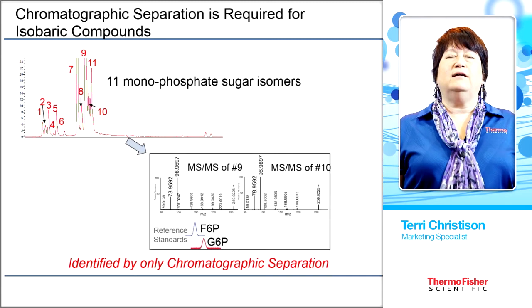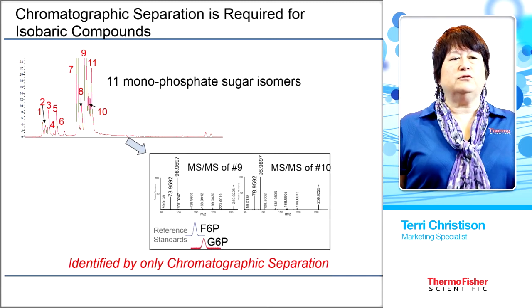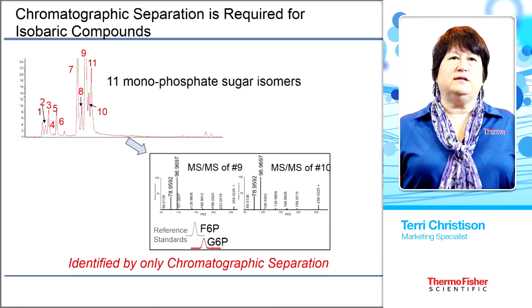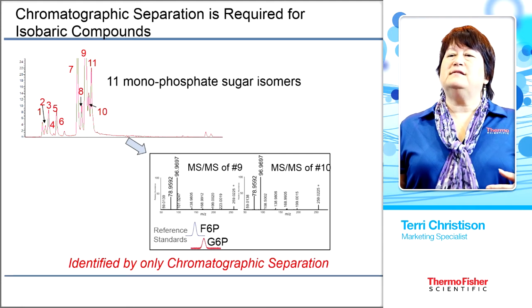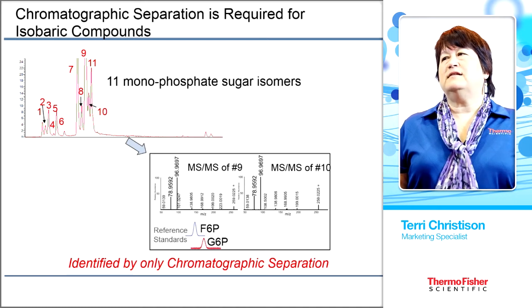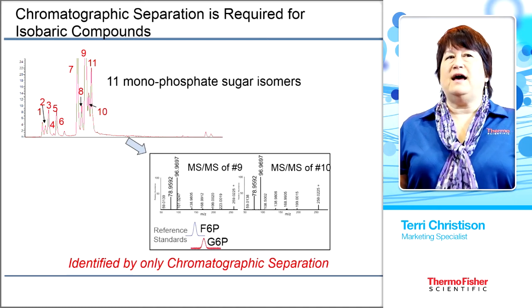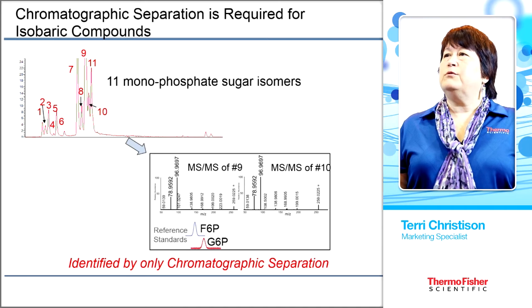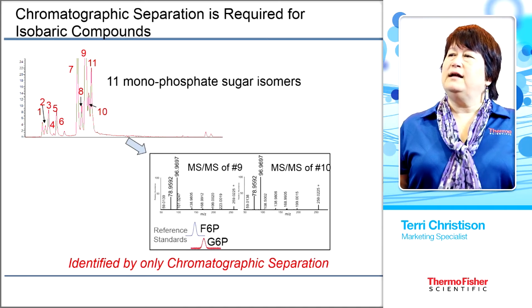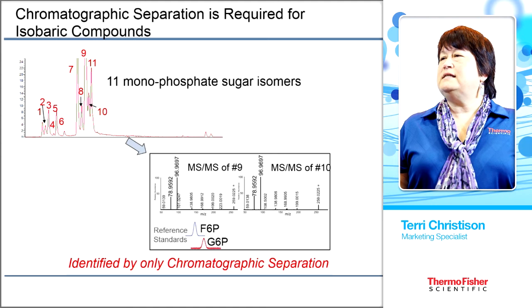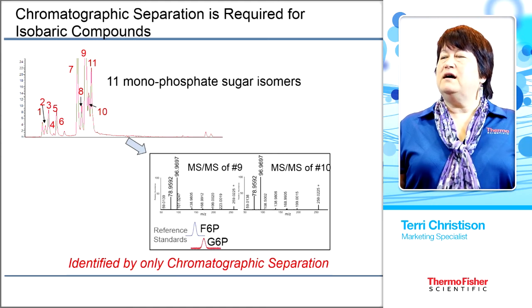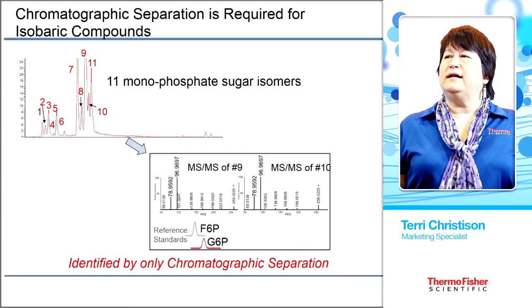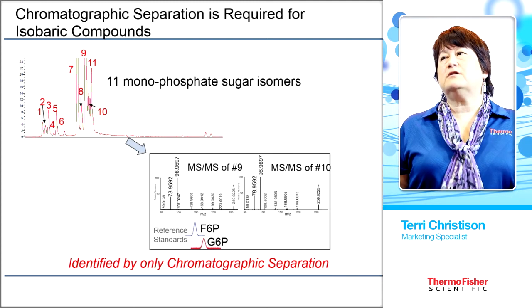And why, if the mass spec has such high resolution, do we need a chromatography separation? Shown here, isobaric means that it has the same mass, but it also means that the mass fragmentations have the same patterns. So we're looking at a comparison between peak 9 and peak 10, and as you can see, they have the same MS-MS fragmentation patterns. The only way we can tell that the first one, peak 9, is fructose 6-phosphate and the second one is glucose 6-phosphate is because of retention.